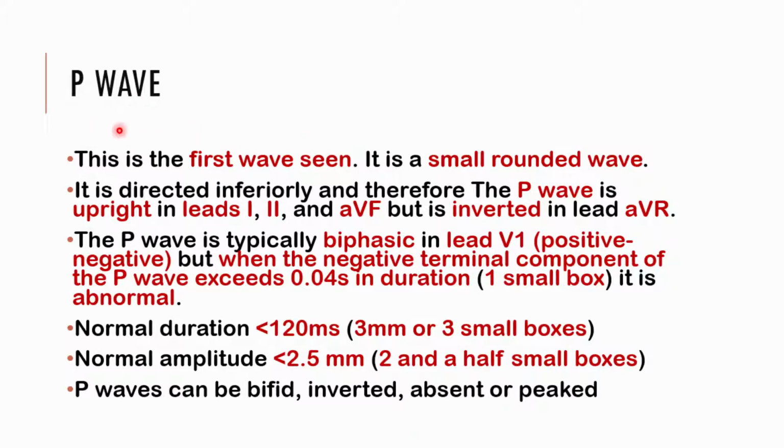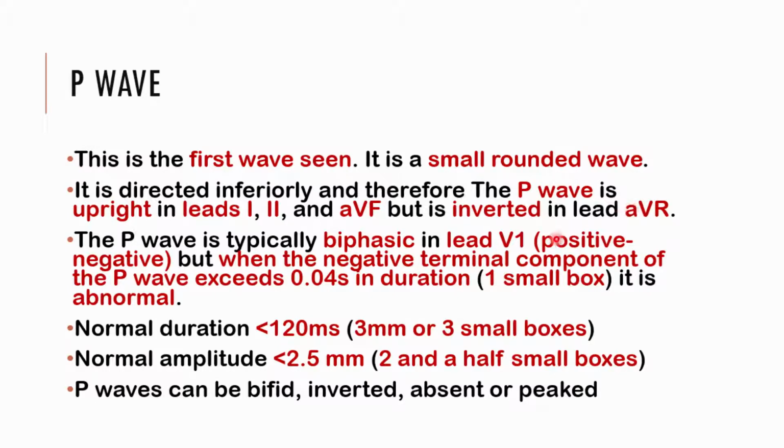So the P wave is the first wave. So this is going to be a small rounded wave. It may be positive or it may be negative. Okay, so the P wave is going to be upward in lead 1, lead 2, lead AVF, but it is inverted in lead AVR, like the diagram I showed you much earlier on. So the P wave in lead AVR is going to be inverted.